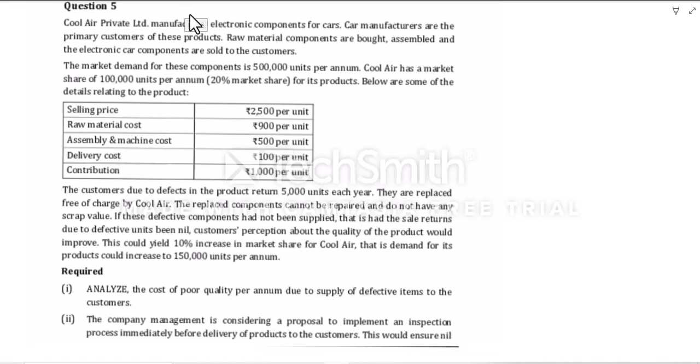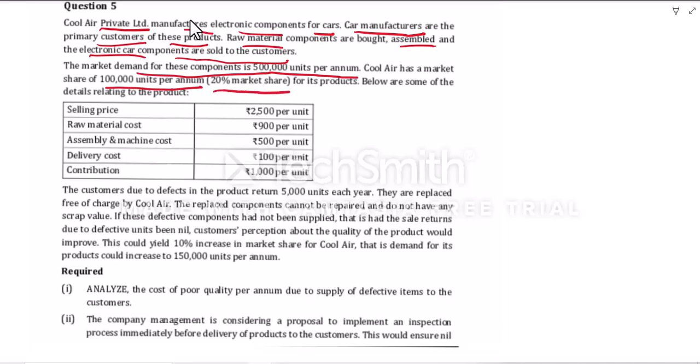Coming to the fifth question, Cool Air Private Limited manufactures electronic components for cars. Car manufacturers are the primary customers of these products. Raw materials components are bought, assembled, and electronic car components are sold to the customers. Till here they have said about their business. Market demand for these components is 5 lakh units per annum. Cool Air has a market share of 1 lakh units per annum, that is 20% market share for its products.